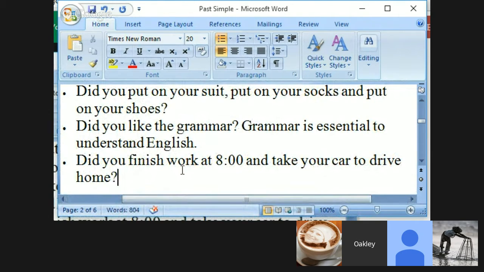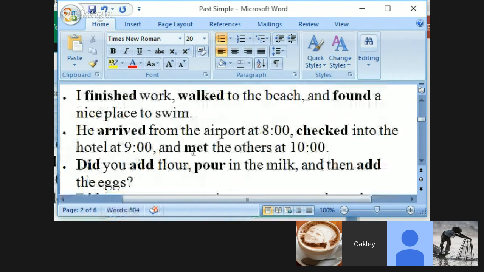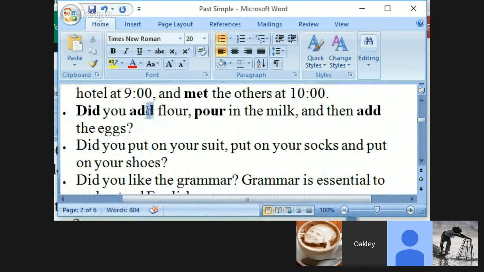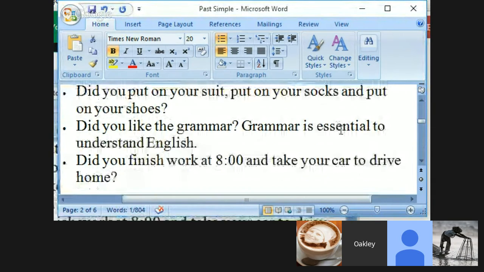So the idea is that you finished work and then took your car. Now notice the verbs. Since it's in a question, did you add, pour, add? They're in the base form, present tense form: finish, take, because the did is what expresses the past simple.